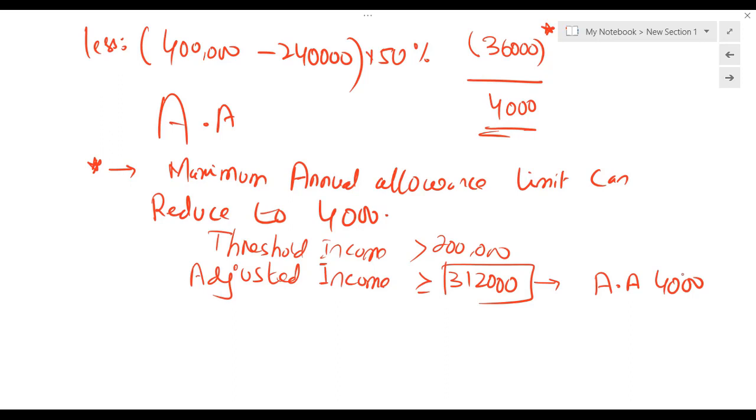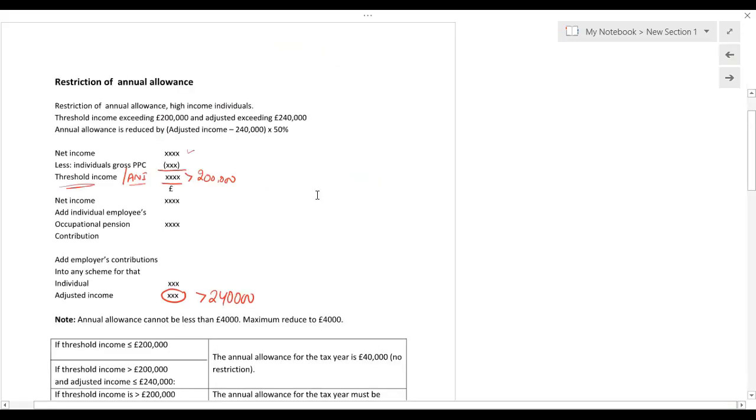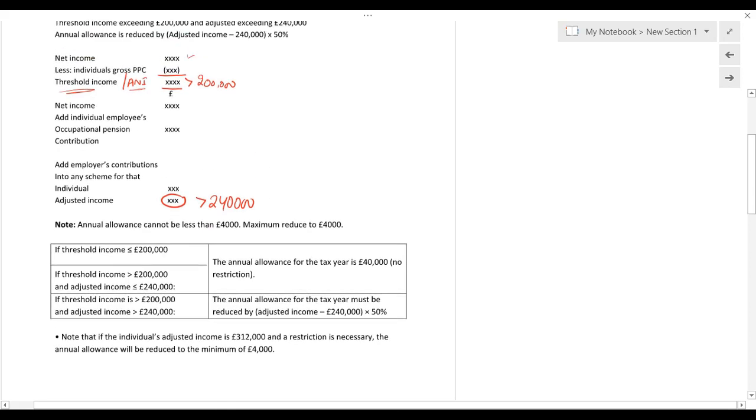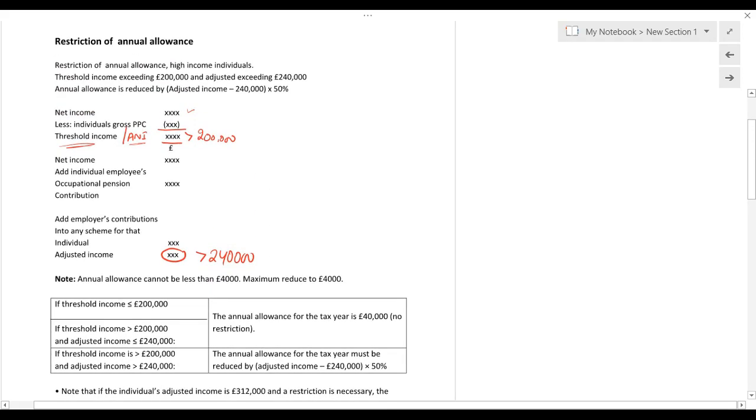So now I strongly believe you have a really good idea of this annual allowance and when it starts reducing. It is written also: note, if an individual's adjusted income is 312,000 or even more, then the annual allowance limit is 4,000. So dear student, now I strongly believe you have a really good idea about this annual allowance restriction.